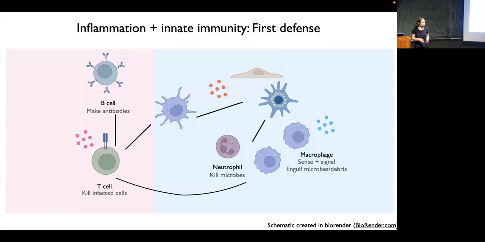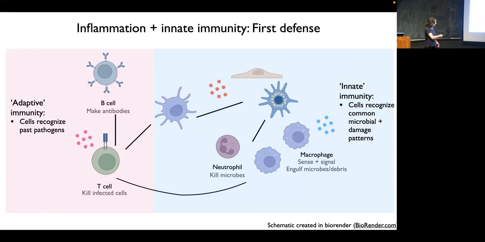To situate these responses within the broader context of your immune system, these inflammatory responses are the essential line of defense against pathogens. And these are part of the so-called innate arm of your immune system. If the innate immune response is not able to fully take care of a particular pathogen, then it recruits the so-called adaptive arm of your immune system. These are your B cells and your T cells.